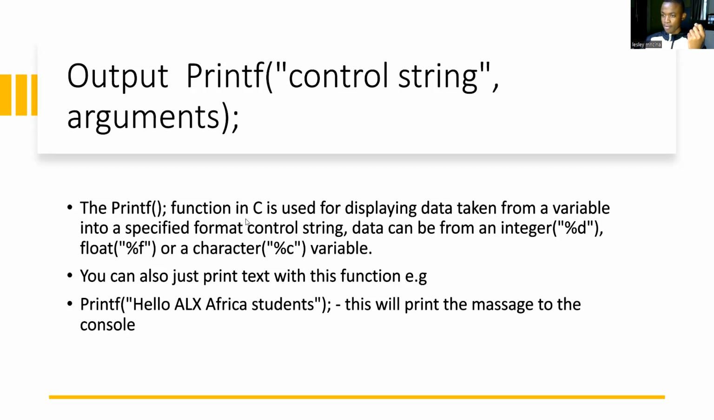Okay. So the printf function in C is used for displaying data taken from a variable into a specified format. You have to specify what kind of data type variable you are displaying. So from a specified format control string, format control, what kind of format is it? Data can be from an integer.